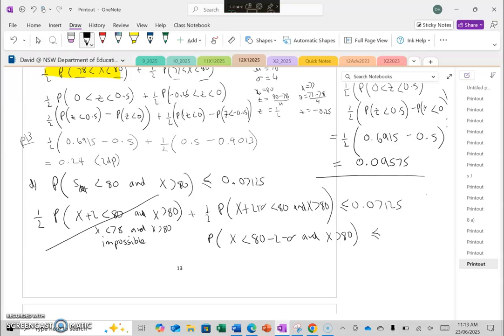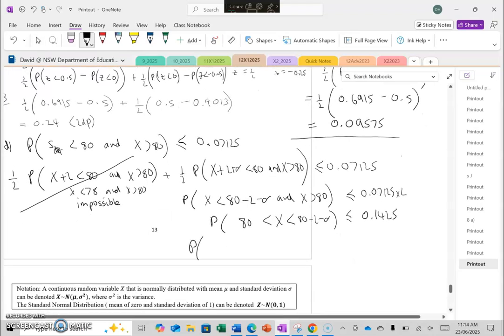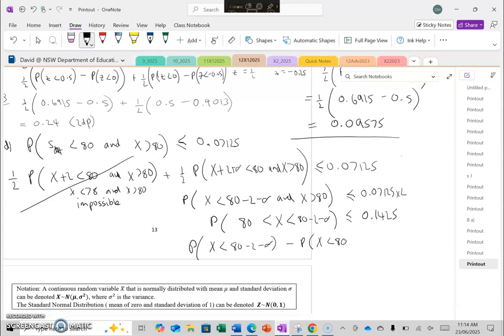And if I times this guy by 2, you will get 0.1425. Okay. All right, so rewriting this guy like this. And then remembering that when we've got probabilities between two scores, we subtract. It's going to be probability x less than 80 minus 2 minus alpha minus probability x less than 80.